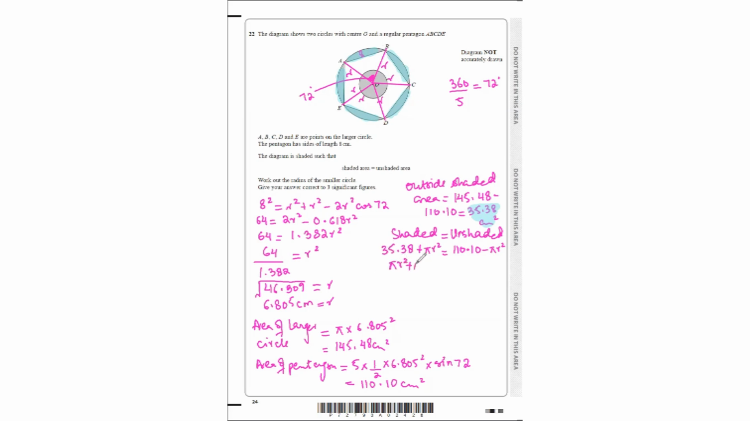Pi r squared plus pi r squared equals to 110.10 minus 35.38. So that's 2 pi r squared equals to 74.72. R squared equals to 74.72 divided by 2 pi. And then we square root both sides. And the radius is coming out to be 3.45 centimeters. That is your final answer, correct to 3 significant figures.